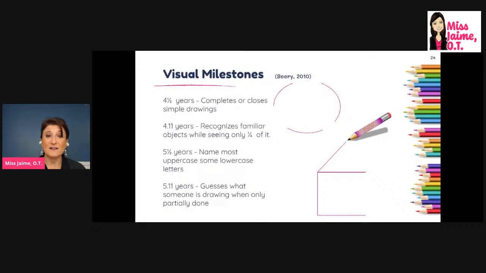At 5 years and 11 months, they're supposed to be able to guess what someone is drawing when it's only partially done. So I put this house here. I think most children might be able to look at it and say, oh, I think you're going to be drawing a house. In a little while, I'm going to be talking about this milestone and how often in handwriting curriculums, this milestone is not taken into consideration, especially when we're giving our kids worksheets that have dotted letters.